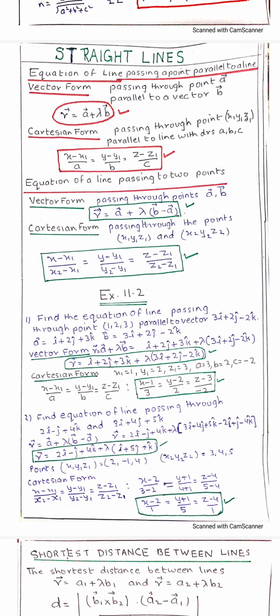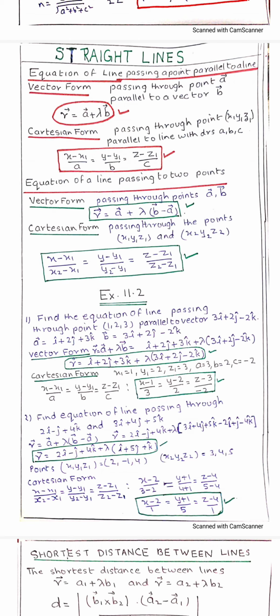Next topic is straight lines. Equation of a line passing through a point and parallel to a line. Vector form: passing through a point a and parallel to a vector b, r is equal to vector a plus lambda vector b. Cartesian form: passing through the point (x1, y1, z1) and parallel to a line having DRs a, b, c, it is x minus x1 upon a equals y minus y1 upon b equals z minus z1 upon c.